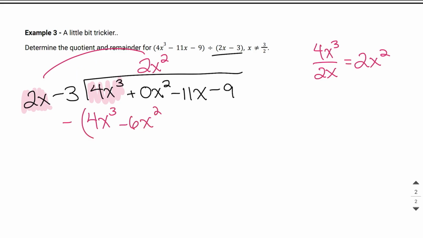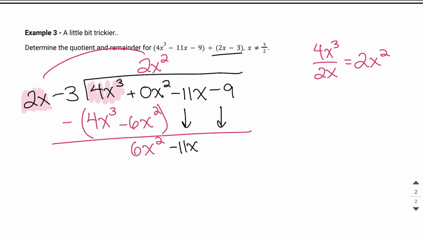Now I want to subtract this whole entire expression. So 4x cubed minus 4x cubed will cancel out. But here I've got 0x squared minus negative 6x squared. The minus and negative turns into a positive. So this becomes positive 6x squared. And then I'm just going to bring down the minus 11x and the minus 9.